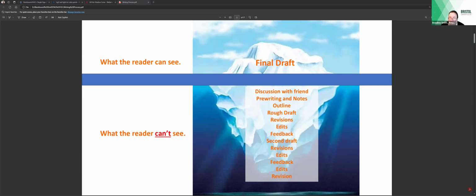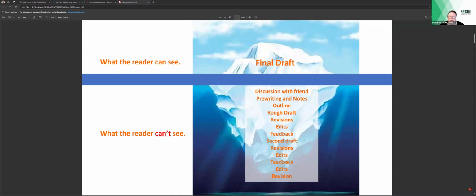Second drafts, revisions, more edits, more feedback, edit, revision. Again, all of these different things are not really seen by the reader. It's like an iceberg, and how most of it is underwater. You just don't see all the things that are done before a final draft, which means there's actually a lot of work that sometimes goes into creating a fully polished final draft of an assignment, of a book, of a podcast, of a TV show, of a movie.